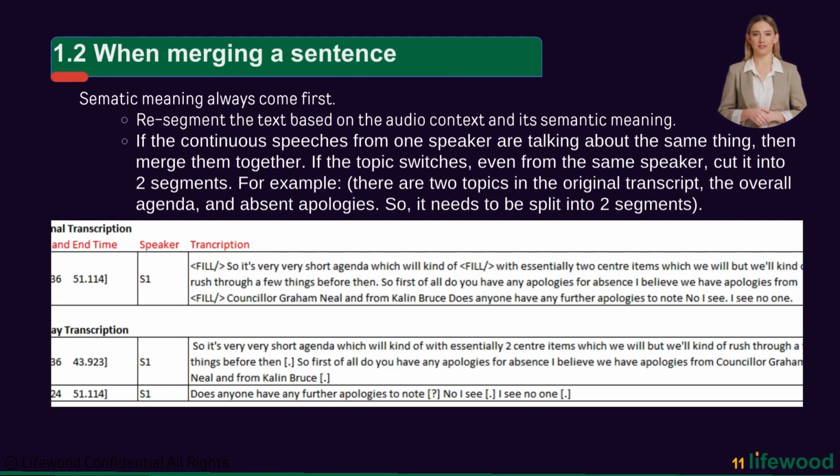Next, when merging a sentence, semantic meaning always comes first. Resegment the text based on the audio context and its semantic meaning. If the continuous speeches from one speaker are talking about the same thing, then merge them together. If the topic switches, even from the same speaker, cut it into two segments. For example, there are two topics in the original transcript, the overall agenda, and absent apologies. So, it needs to be split into two segments. You may pause the video to read through the sample image shown below.